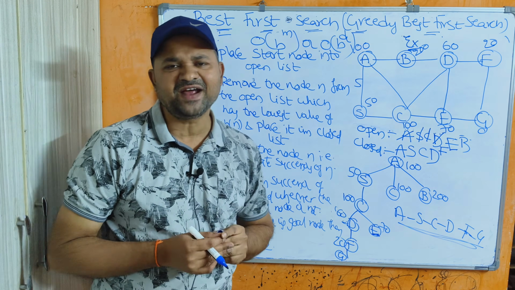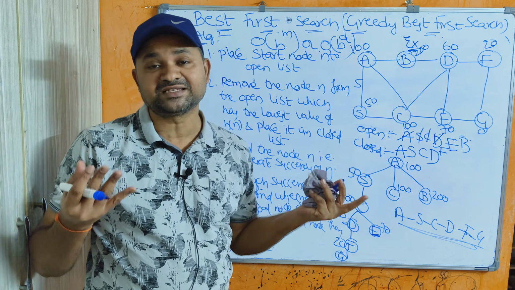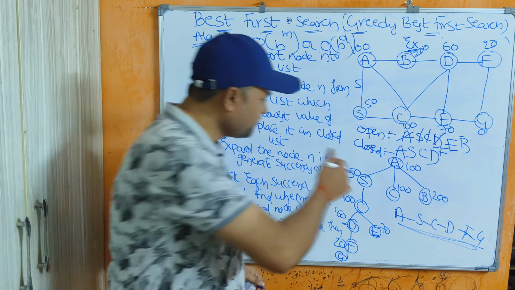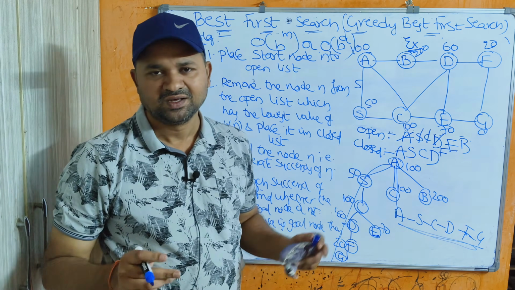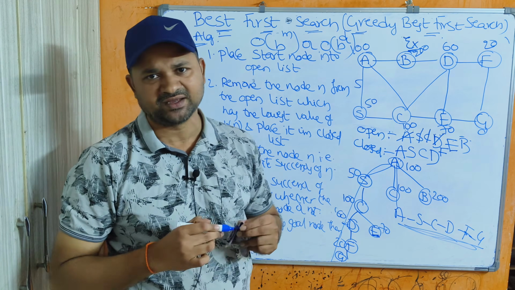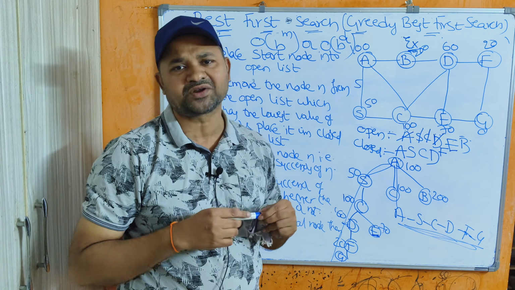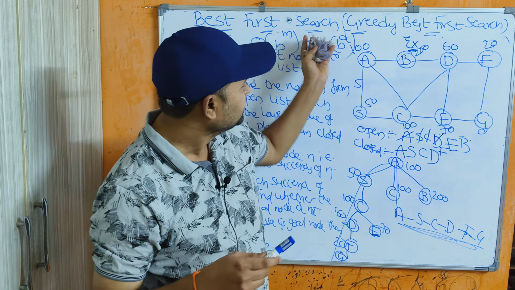The major disadvantage of this approach is that it is not optimal. It doesn't always produce the best solution. Here we may get the solution in this way or in this way also. So we cannot say with 100% certainty that this is the best solution. So this is the problem here. It is not optimal. So this is about the best first search algorithm.